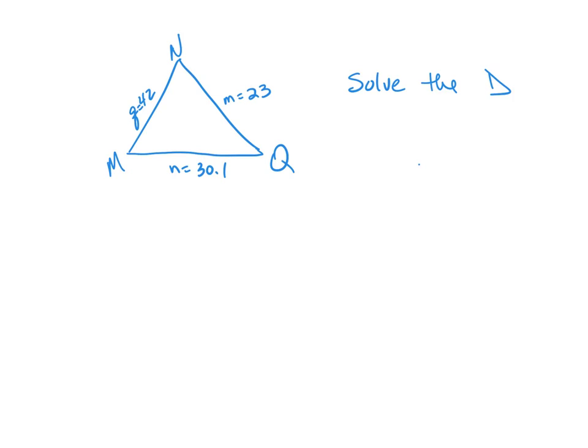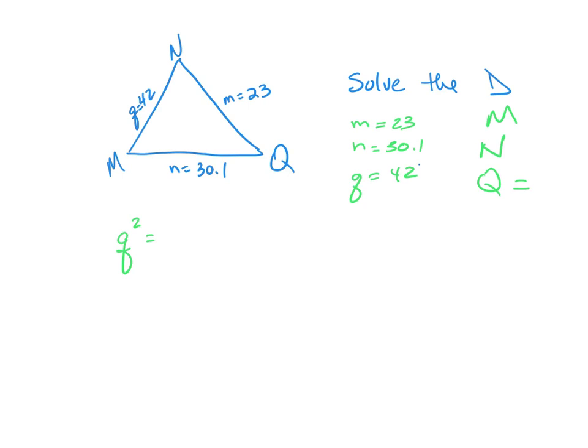Q. All right. So I have that little m is 23, little n is 30.1, and little q is 42. And I need to find big M, big N, and big Q. So we're going to find big Q first. For finding big Q first, my formula has to start with q squared, and it has to end with cosine of q. Does everybody understand that? And then the other 2 sides are put in the other positions.